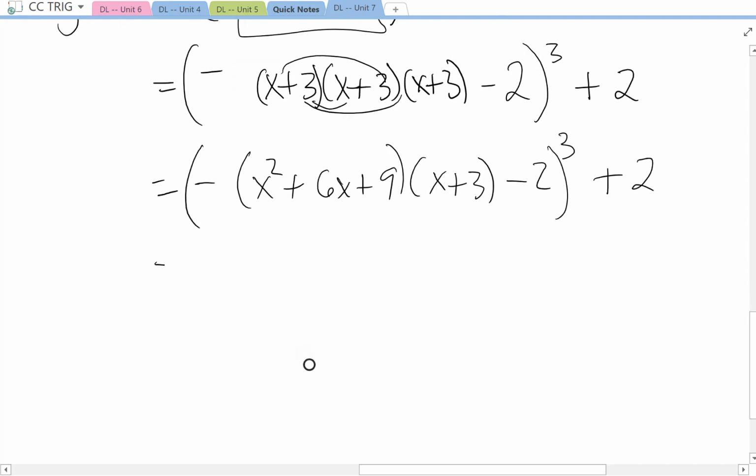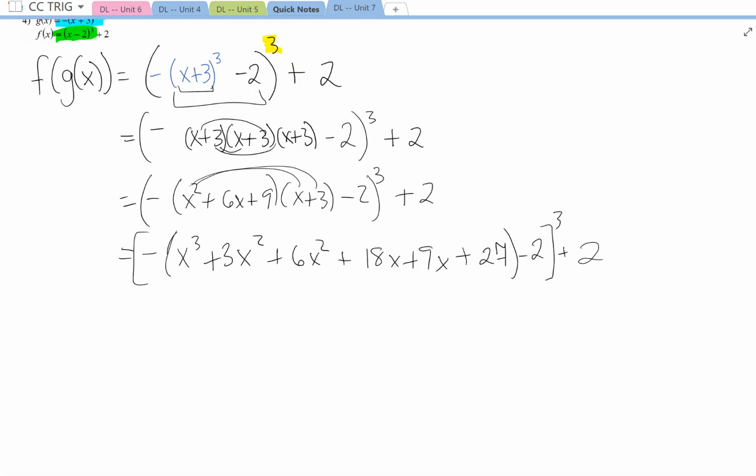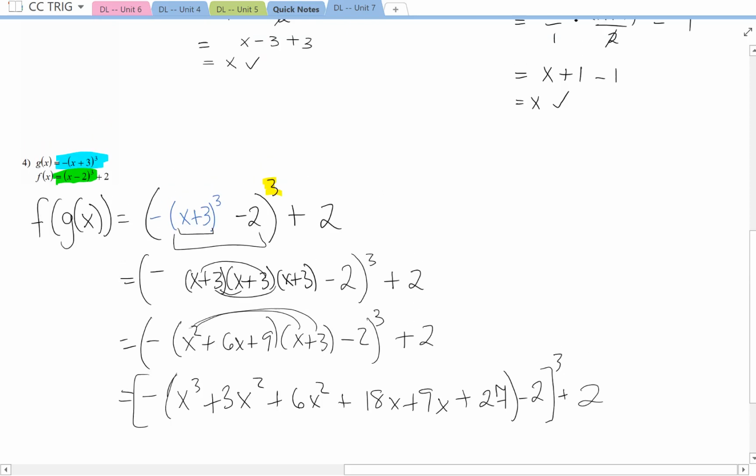It's getting harder and harder for me to imagine this ends up simplifying to be just x. At this point, I'd say it doesn't look like it's getting any simpler. It just looks like it's getting more complicated. So I would say not inverse functions.